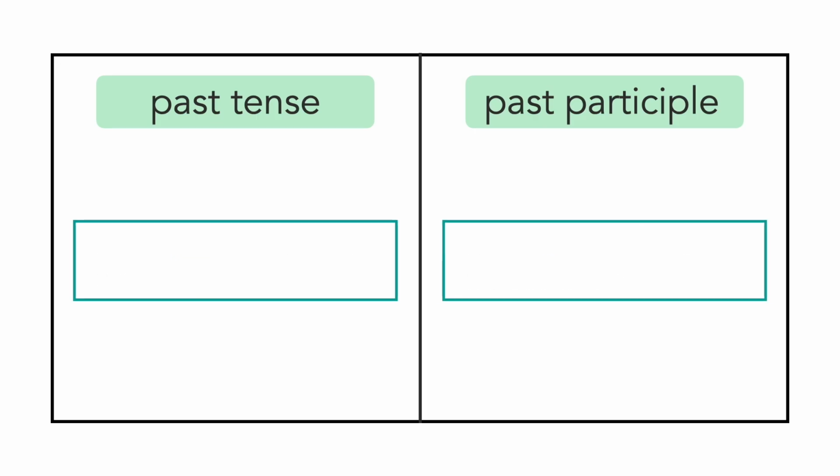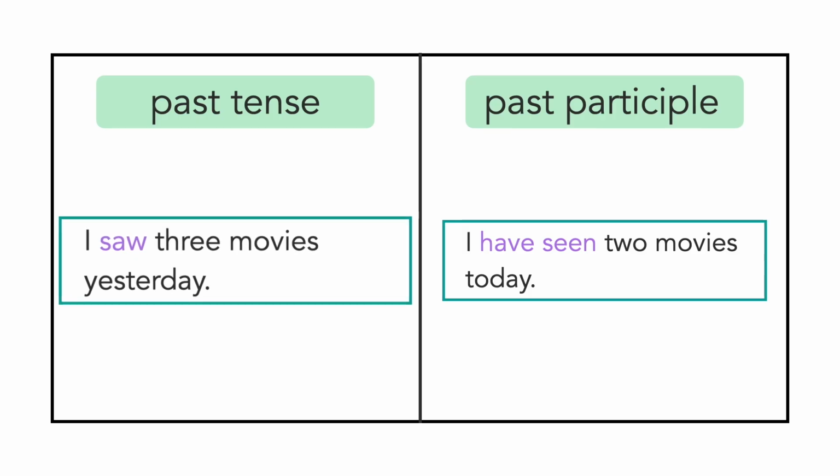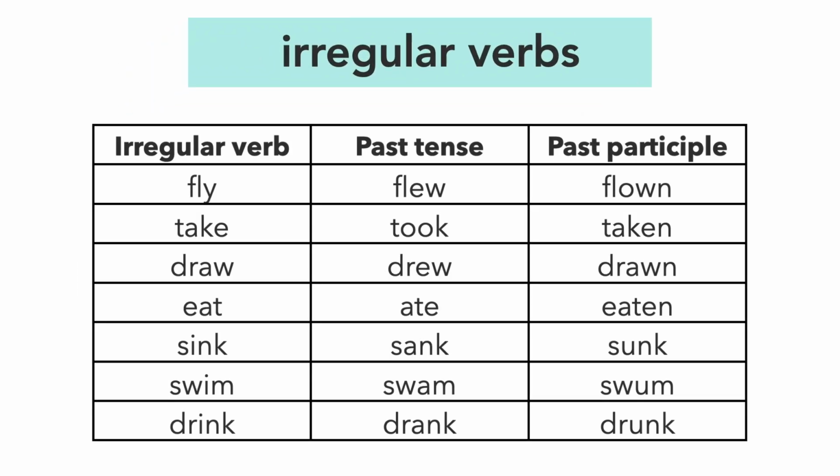However, for irregular verbs, the simple past tense and past participle can look very different, as you can see in these sentences where the forms are saw and seen. I saw 3 movies yesterday, and I have seen 2 movies today. Here we can see some common irregular verbs that have different forms of simple past tense and past participle.